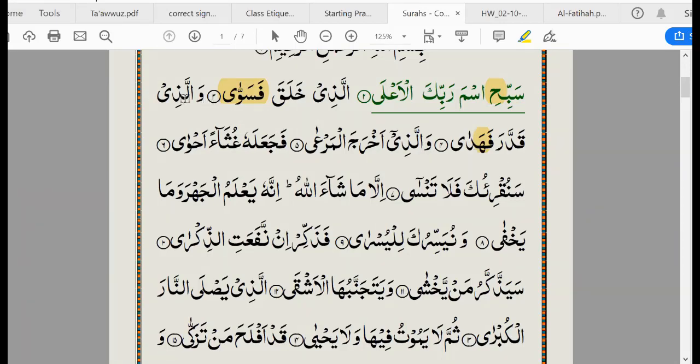Can you recite this verse again? Wallazi qadara fahada. This time that mistake wasn't repeated, but you made another mistake. It's not qadara, it's qaddara. Double dal, mushaddad, right? So qaddara. Well done for that, and keep memorizing the next verses as well.